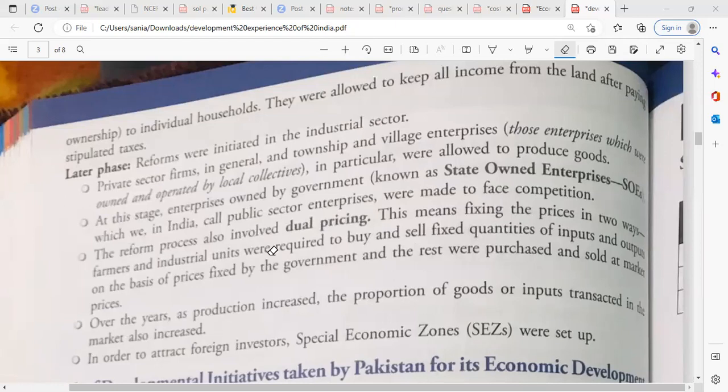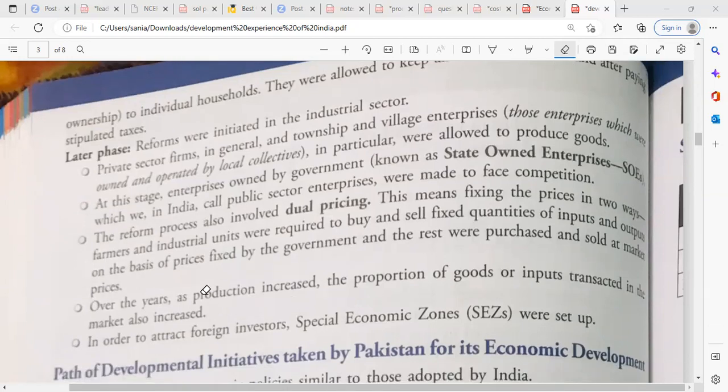Farmers and individual units were required to buy and sell fixed quantities of inputs and outputs on the basis of prices fixed by the government, and the rest were purchased and sold at market prices. For example, you produce 10 chocolates, out of which 5 you have to sell at my fixed price, and the remaining 5 you can sell according to your need. Over the years, as production increased, the proportion of goods or input transactions in the market also increased.